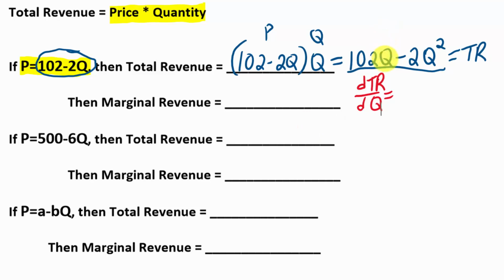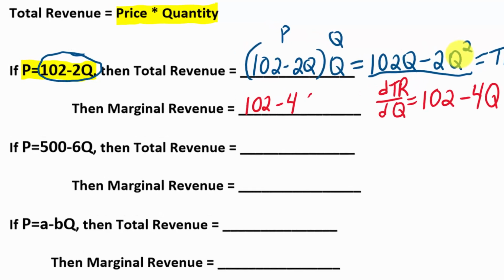So imagine that Q was an x. What's the derivative of 102x? It's just 102. Minus, what's the derivative of minus 2x squared? Or minus 2Q squared in this case. You multiply by the exponent, and then you subtract 1 from that exponent. So 2 times 2 is 4. Q, subtract 1 from the exponent, 2 minus 1 is 1. And we don't have to write an exponent of 1, we can just erase that. So this is telling us that our marginal revenue function is 102 minus 4Q.